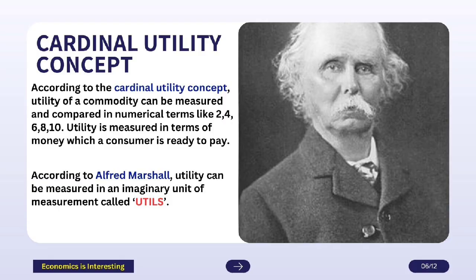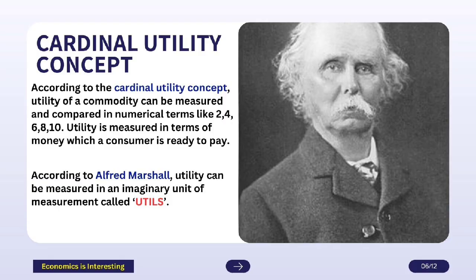Now, let us understand this with a simple example. Imagine you're eating chocolate. The first chocolate gives you 10 utils of satisfaction. The second chocolate gives you 8 utils of satisfaction. And the third chocolate gives you 6 utils of satisfaction. Now, this shows that satisfaction is falling in numerical terms, and we are able to measure and compare utility using numbers. Sometimes utility is also measured in terms of money.